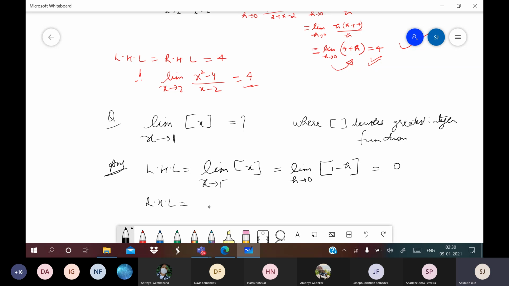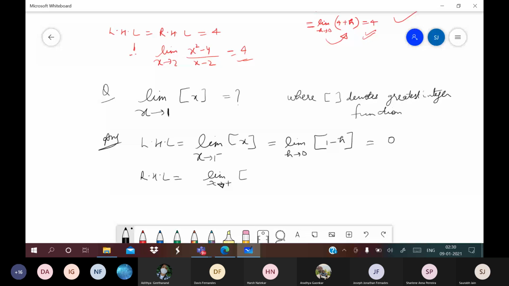Then regarding RHL, x tends to 1 plus. You write h tending to 0, and now in place of x you put 1 plus h. Now what will be the situation? The number inside this greatest integer box is slightly greater than 1, like 1.00 and so on. That means it is greater than 1 and less than 2, so the greatest integer will be 1, right?